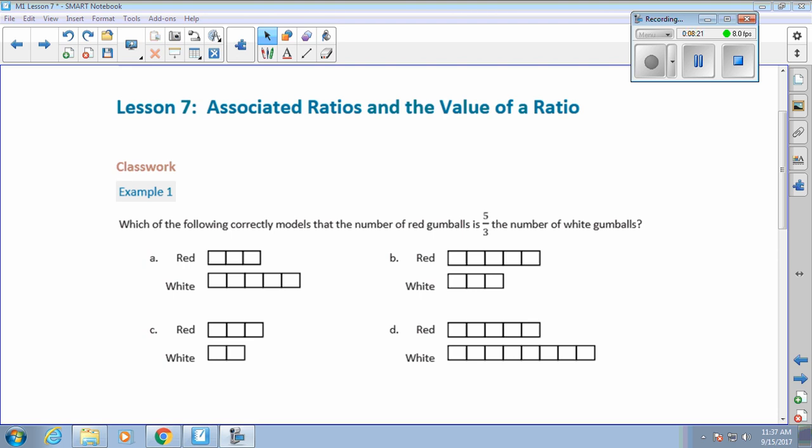So it says Lesson 7, Associated Ratios and the Value of a Ratio. So we talked earlier, one of the first few days of school, about the 3 different forms of ratios, right? And we can write ratios with the word to in between the 2 quantities. We can write ratios with the colon. We call that ratio form. And then there was a 3rd way to write a ratio. What was that? I'm coming over to Brianna. What was our 3rd form?